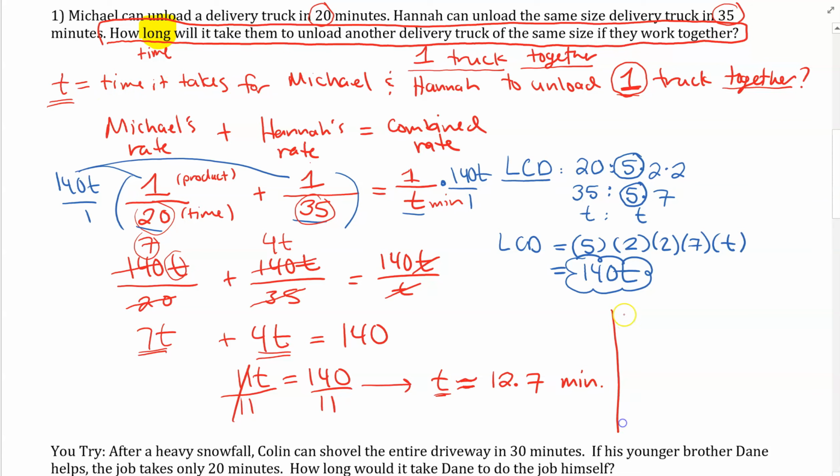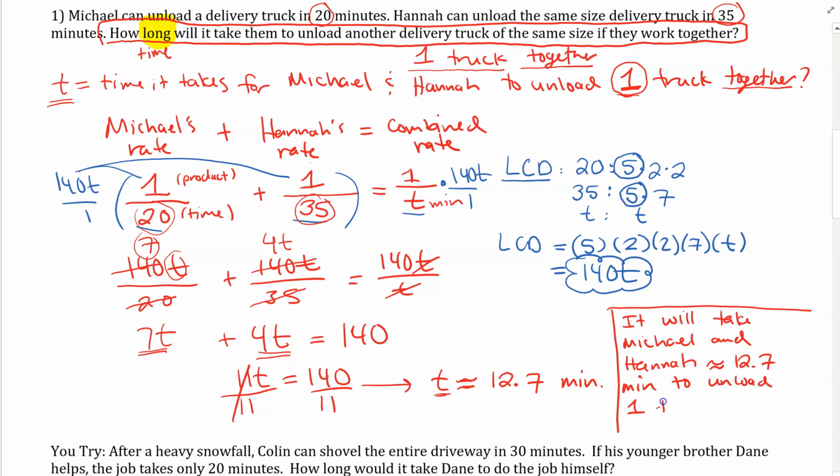So we'll say that it will take Michael and Hannah approximately 12.7 minutes to unload one truck together. That's how long it will take. So it saves time, right? If Michael does it himself, it takes 20 minutes. If Hannah does it herself, it takes 35 minutes. But if they put their forces together, it only takes them 12.7 minutes approximately, right?